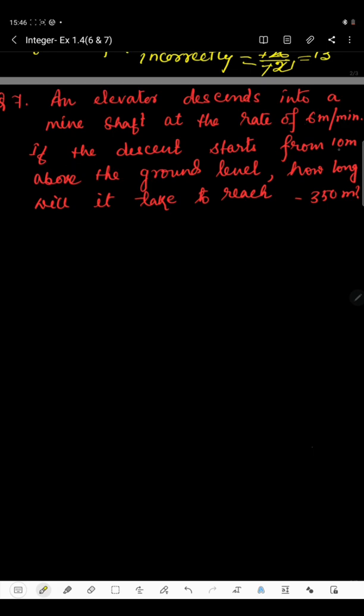If the descent starts from 10 meters above the ground level, suppose this is the ground level and here is 10 meters, which is above the ground level. Here it is asked how long will it take to reach -350 meter. -350 will be obviously below the ground. So here is suppose -350. So we will have to find how much time it will take for the elevator going down like this to reach -350 meter.